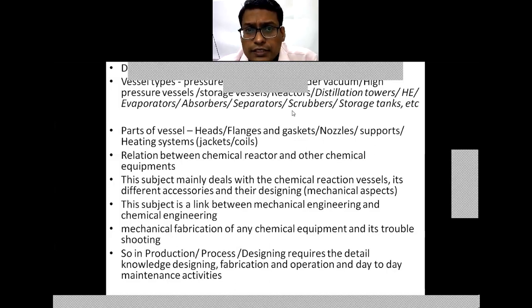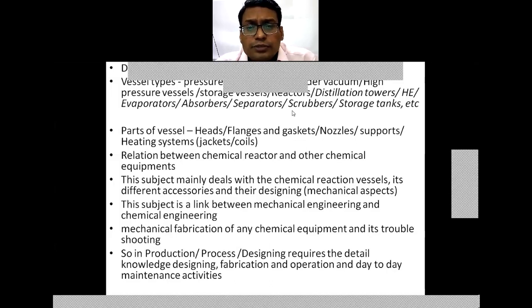When you talk about the internals of the individual chemical equipment, they can be different. In case of reactors, our agitators and baffles will be there. In case of a distillation tower, it's packing or the different types of trays, downcomers that will be there. In case of a heat exchanger, your tube bundle will be associated with that, along with the number of tubes and baffles. All these internals are going to vary.